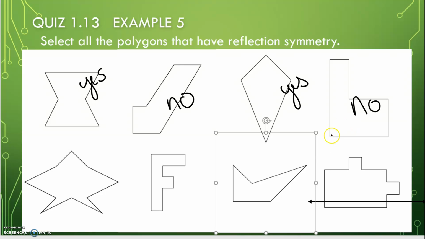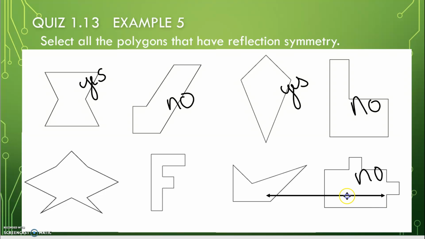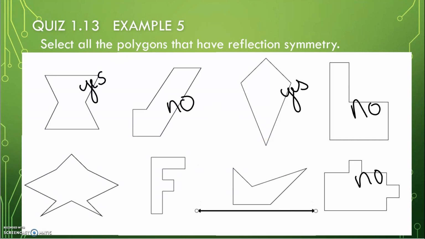So no reflection symmetry. This one also doesn't seem to have any congruent sides like a regular polygon. Nowhere we could fold this. No. The letter F doesn't have anywhere we could fold it perfectly on top of each other. No.